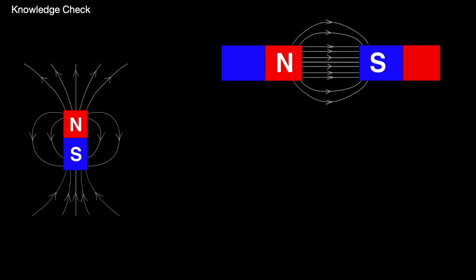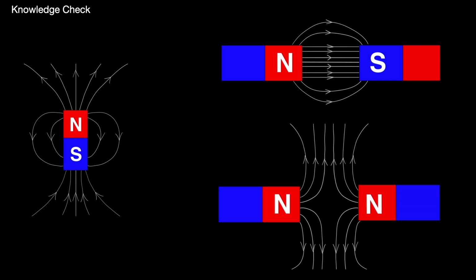You should also know that field lines combine when they're travelling in the same direction, for example between a north and a south magnetic pole, and that they will avoid one another when they're pointing in opposite directions, for example between two north poles. This is an electron.